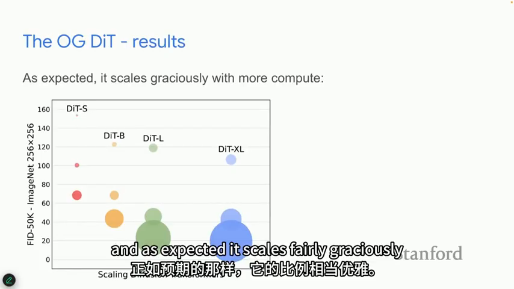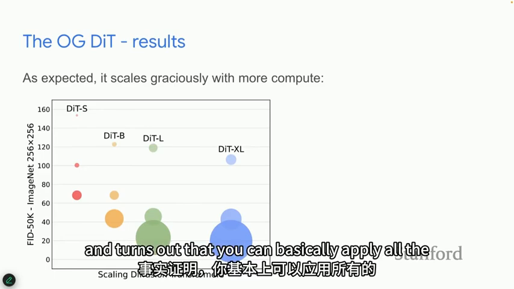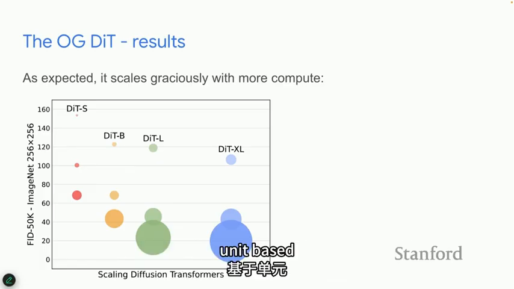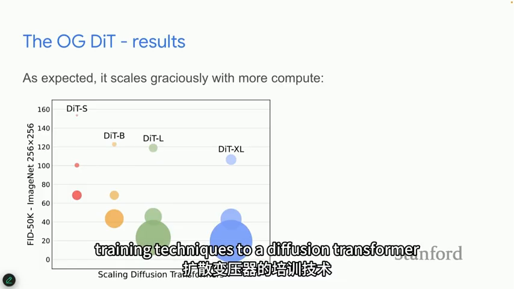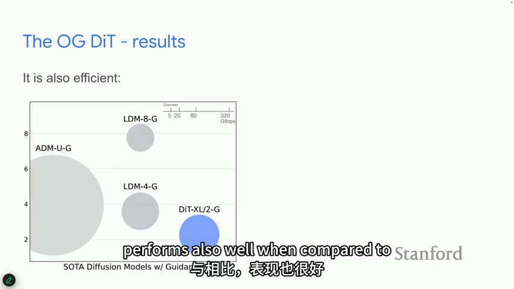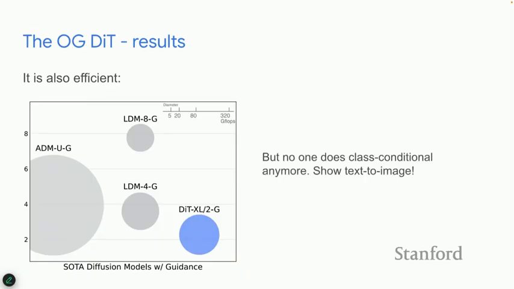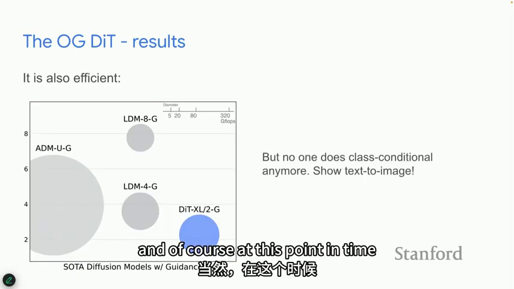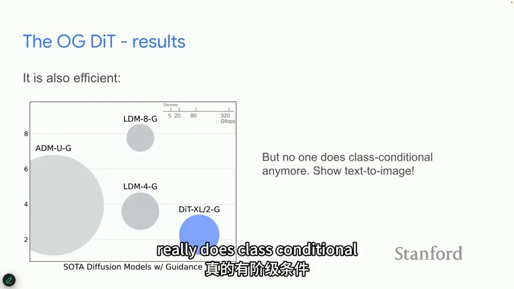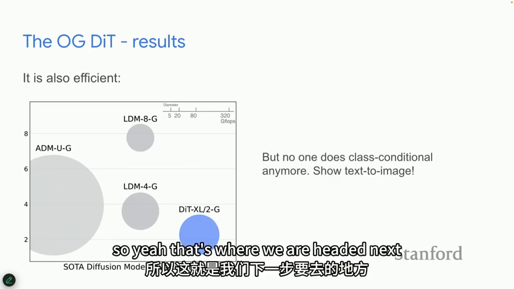And as expected, it scales fairly graciously with more compute, and turns out that you can basically apply all the unit-based training techniques to a diffusion transformer. So that's pretty cool. It scales pretty graciously. Performs also well when compared to other equi-sized unit counterparts. And of course, at this point in time, you must be thinking no one really does class conditional in the space of image generation. So yeah, that's where we are headed next.